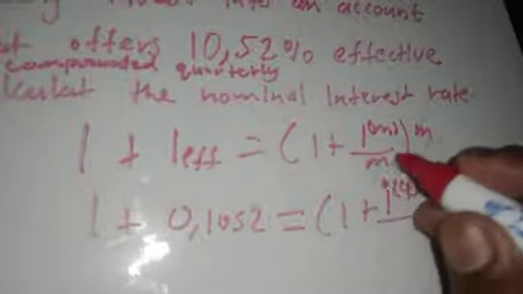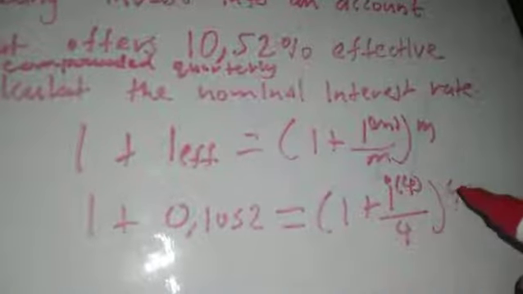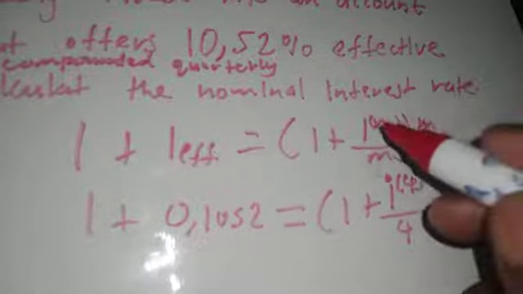So it's quarterly, right? If it was semi-annually, we would put 2. If it was monthly, we'll put 12, right? Because remember, these m's or n's, the formula sometimes is m, sometimes is n, right? The m's and the n's represent the number of times a year.